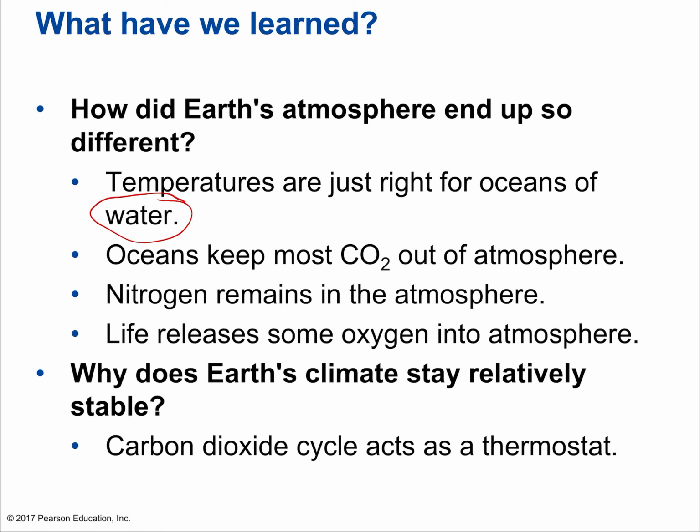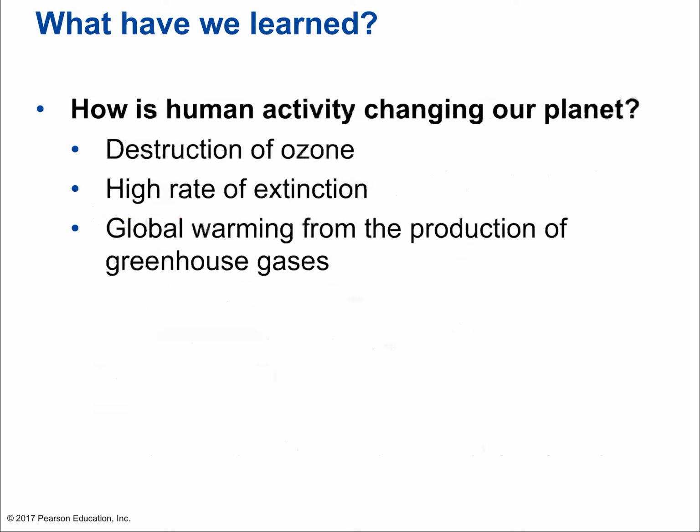So the oceans keep most of the CO2 out of the atmosphere. Nitrogen remains in the atmosphere. Life releases some oxygen into the atmosphere. And all that plays an important role. And it stays relatively stable because of the carbon dioxide cycle that acts as a thermostat. Any kind of thermostat process like that is very interesting, and I hope that is an idea that you can focus on and make sense of yourself.